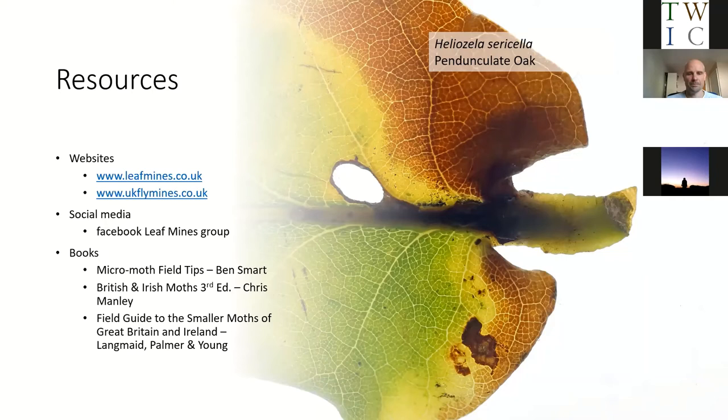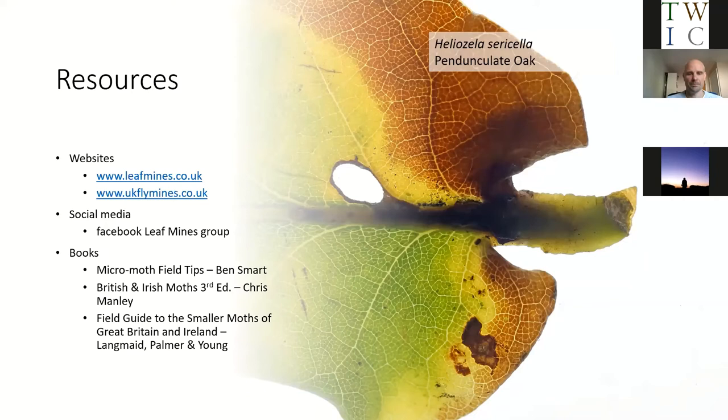So what you need to do is go on to the web, to a website called leafmines.co.uk, and this is your Bible, as it were. It has keys for identification. They are organized by food plant type. So you click on your food plant, and then there's a key that will hopefully help you work through and come out with either a species level identification or the knowledge that you are unable to identify your mine to species level with the information that you have. It's well illustrated with lots of great photographs. It's updated several times a year, and there's a newsletter accompanying it which you can sign up to. It's a really great website.